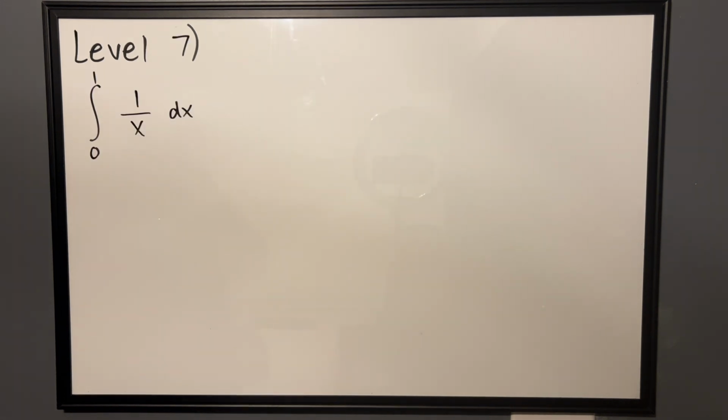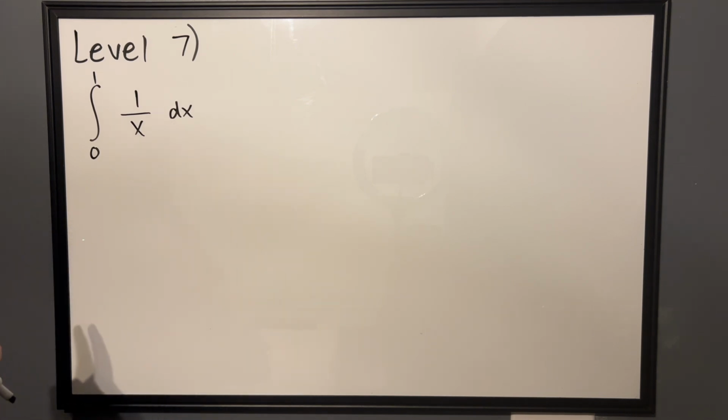All right, so here we have level 7. Now this question looks so much easier than anything we've done so far. So we have the integral from 0 to 1 of 1 over x dx. Now the reason this is level 7, and it's really not that hard of a question, is because typically when you're learning strategies for integration, this is the last thing you learn. So this is what's known as an improper integral.